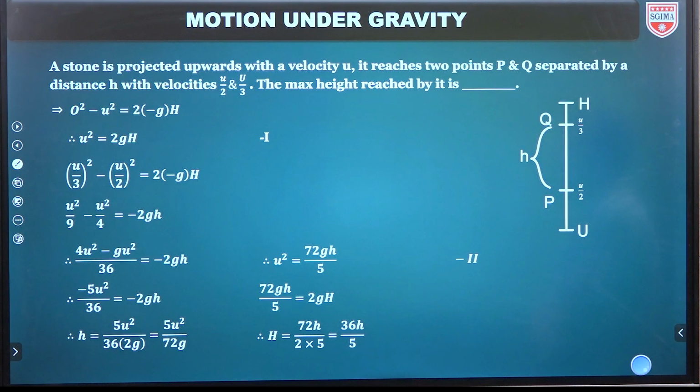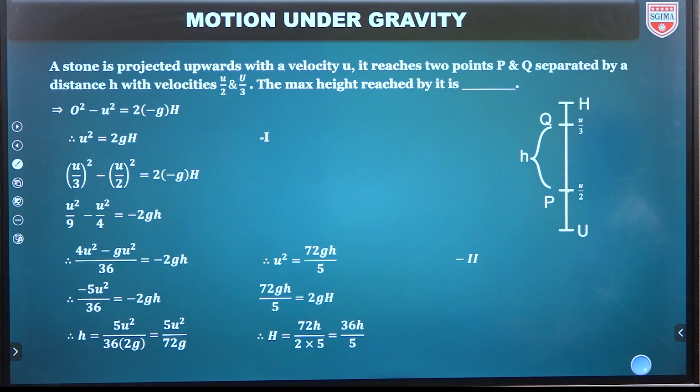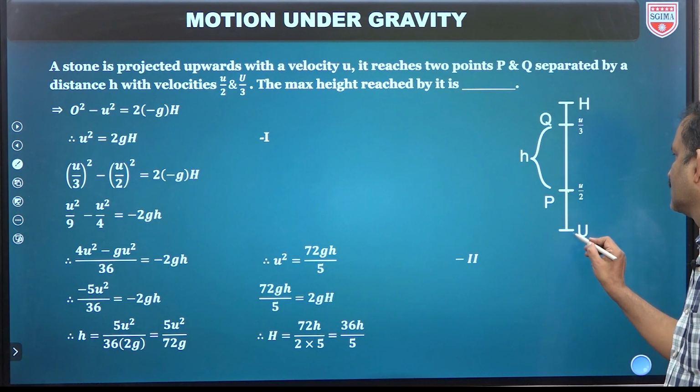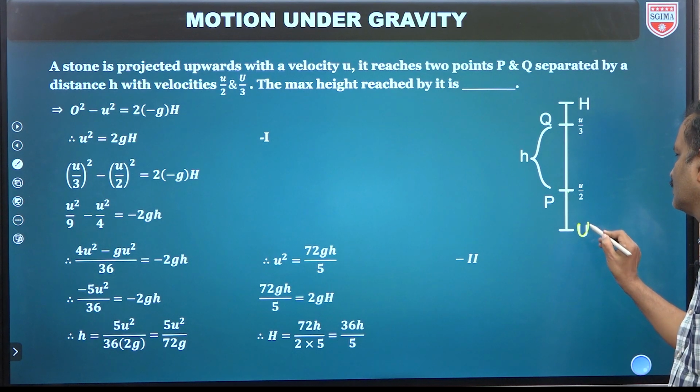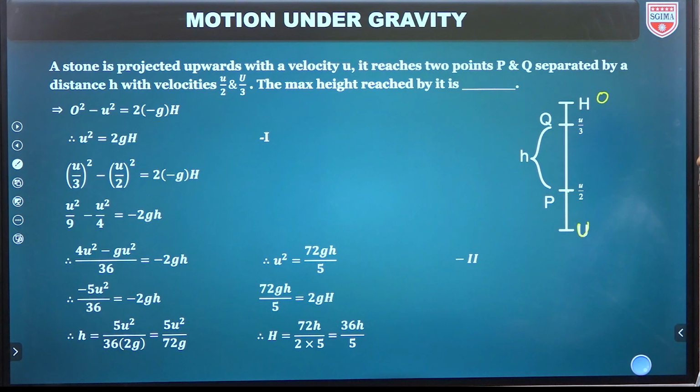Next question: a stone is projected upwards with a velocity u. It reaches 2 points P and Q separated by distance h with velocities u by 2 and u by 3. The maximum height reached by it is? You know that here the velocity is u. Here at maximum height, velocity is equal to 0.